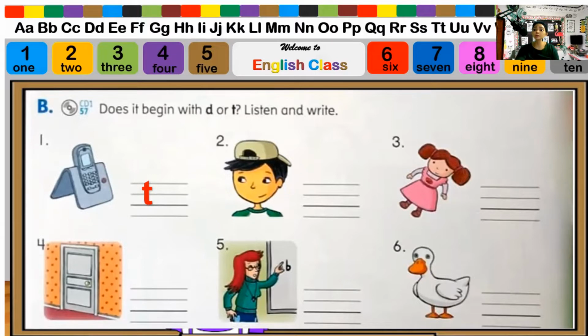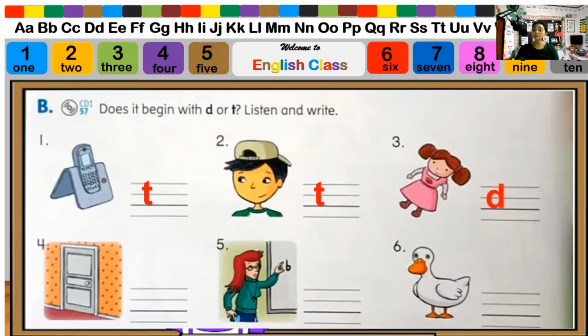And then the next one, number two, his name is Ted. Ted. Is it letter D or letter T? Great. It's letter T. And then the next picture is a doll. Doll. Is it letter T or letter D? That's right. It's letter D.